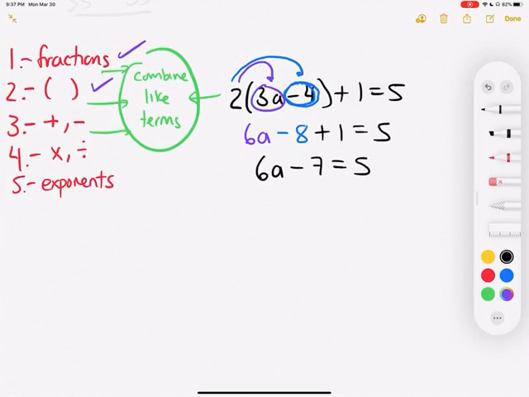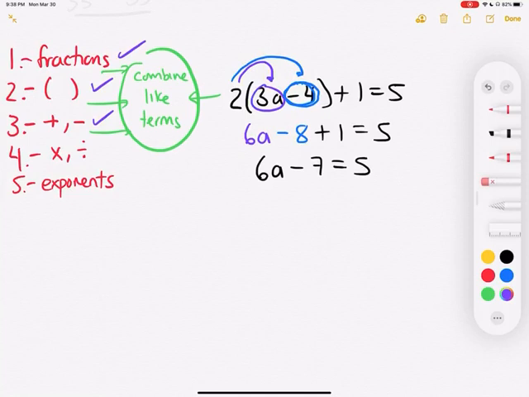Now at this point, I got rid of the parentheses. I combined like terms. The next thing that I have to do is add and subtract until there's no more additions and subtractions on both sides of my equation. So at this point, I see that I have a negative 7 on the left side, or a minus 7 as subtraction. So I have to get rid of that negative 7.